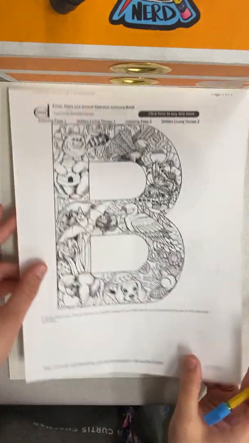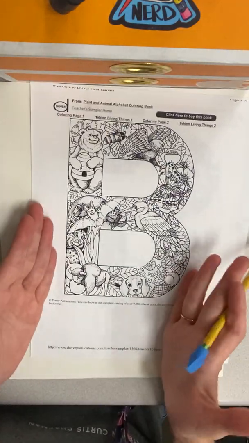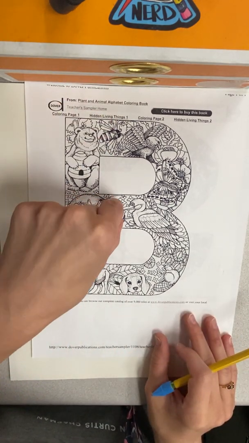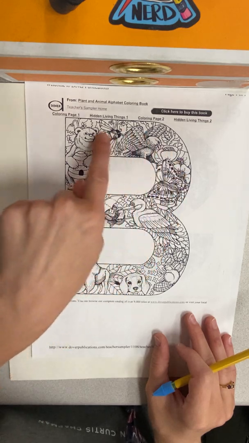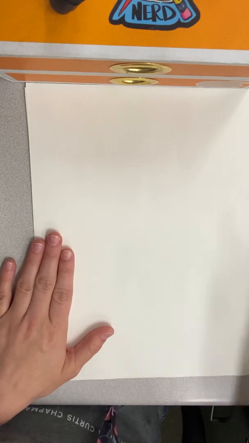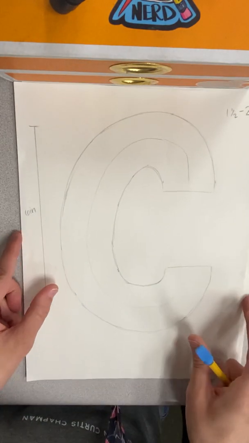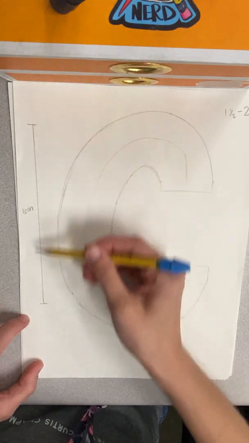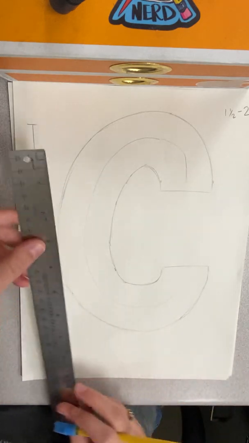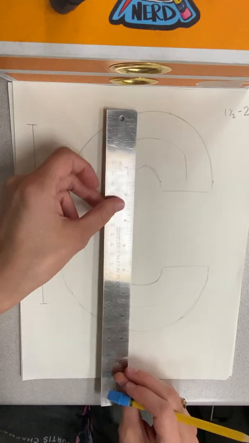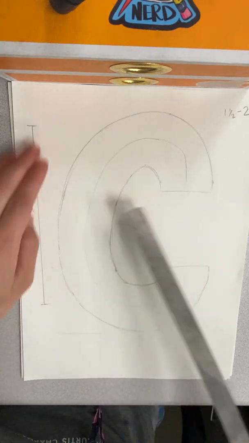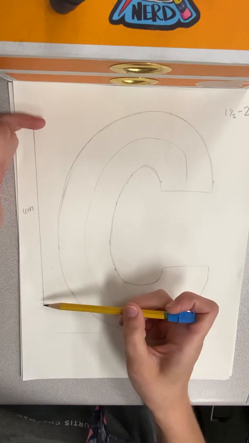First of all, we need to make sure our letter is big enough, because we do not want teeny tiny little pieces of pictures and not be able to know what they are. So for this project, your dimensions need to be at least 6 inches tall. At least. So it needs to be really big. Mine was a little bit bigger. Mine is 9 inches, so I went a little bit further than that, but your minimum is 6 inches.